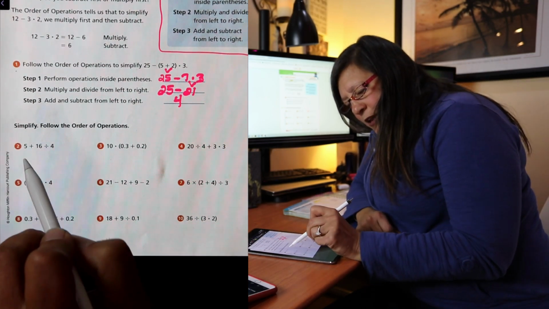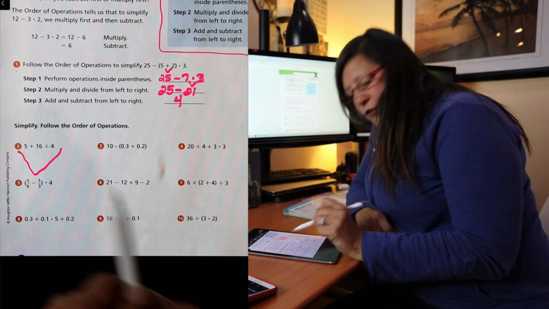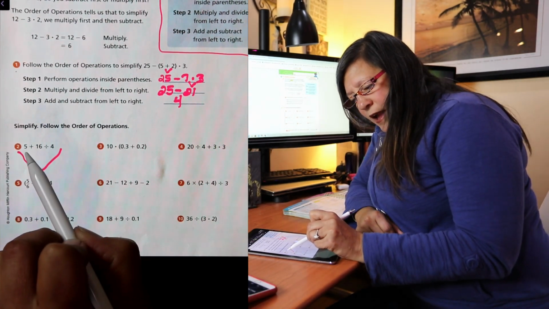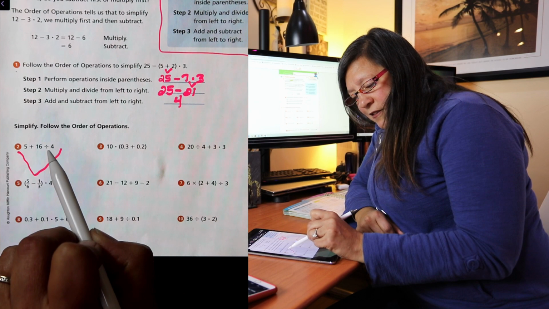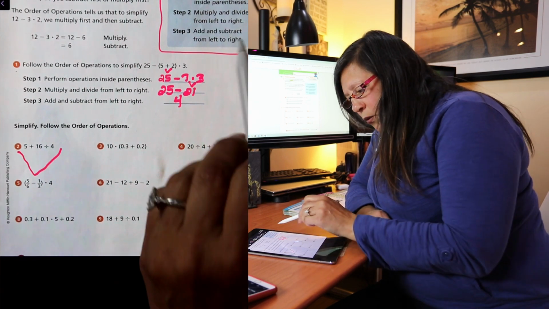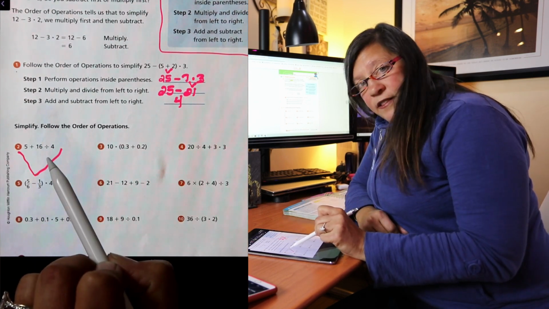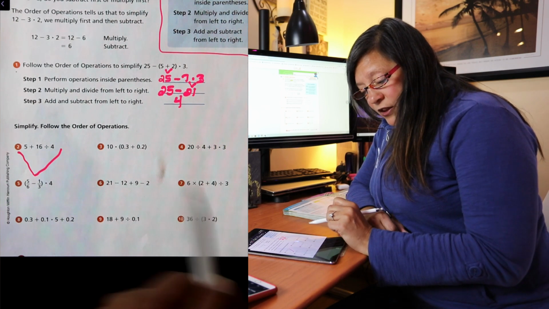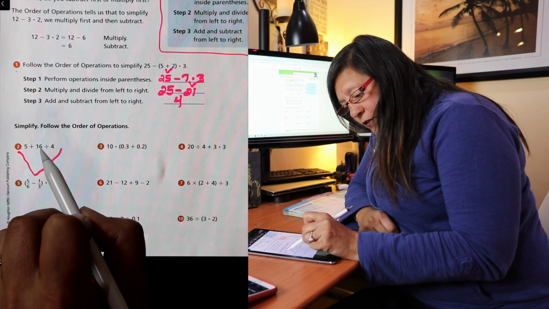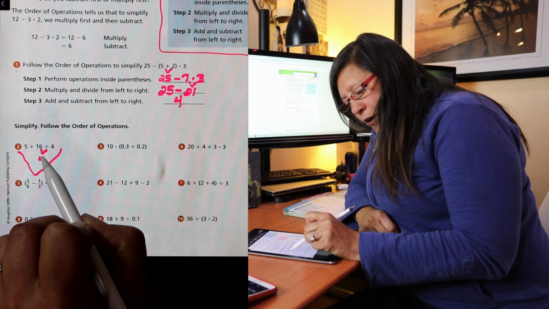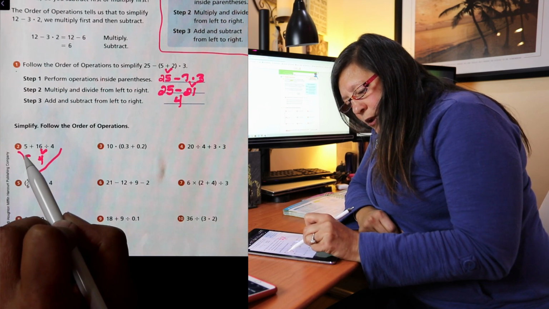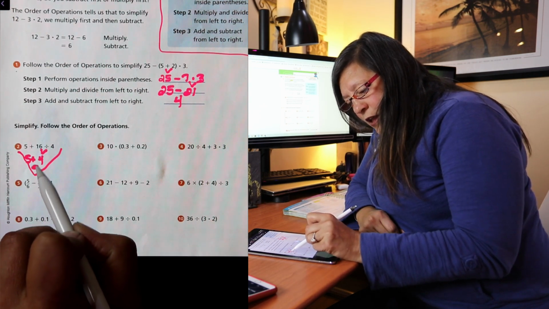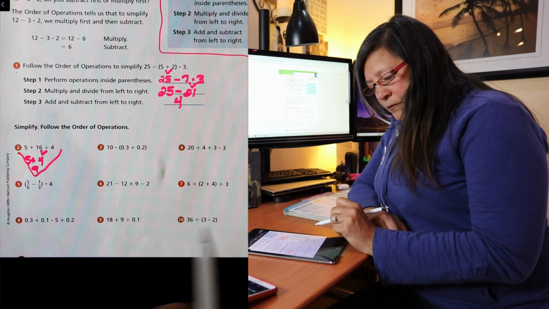What I like to teach my kids to do is a little bit of an ice cream cone underneath. And then look at number 2, we have 5 plus 16 divided by 4. Order of operations, there's no parentheses, but there is a division and there's an addition. So we have to divide first. 16 divided by 4 gives you 4. Bring down the 5 plus 4. Now you can do the last operation and you get 9.